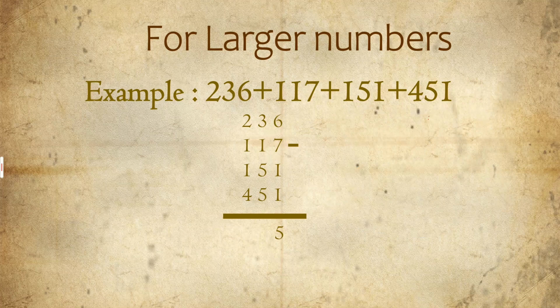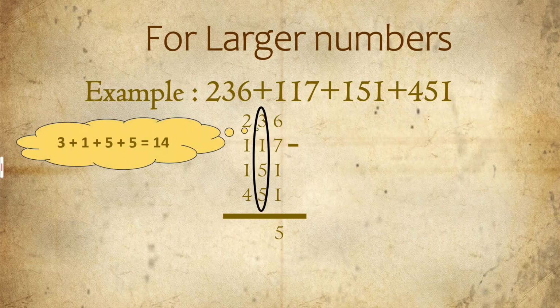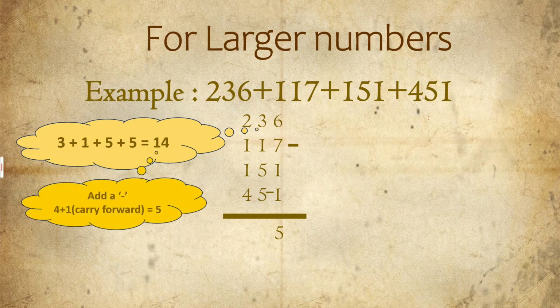Now let's move on to the next part, that is 3 plus 1 plus 5 plus 5, that is 14. Okay, now we have to just write down the ones digit and then we're going to put a dash. So first of all, let's just put a carry forward dash in front of 5. Now, are we going to put down 4? No, because in the previous column we have 1 dash, right? So we are going to be adding 1.